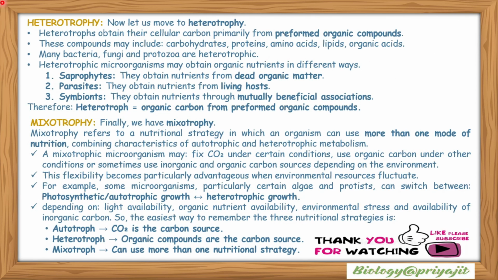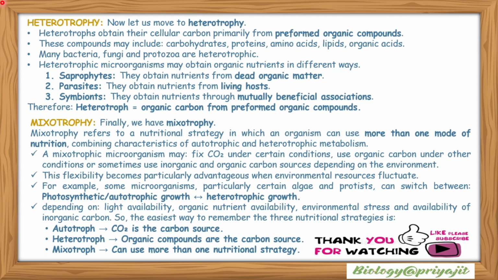Heterotrophy. Now let us move to heterotrophy. Heterotrophs obtain their cellular carbon primarily from preformed organic compounds. These compounds may include carbohydrates, proteins, amino acids, lipids, organic acids. Many bacteria, fungi, and protozoa are heterotrophic. Heterotrophic microorganisms may obtain organic nutrients in different ways, such as saprophytes, parasites, and symbionts. Mixotroph. Finally, we have mixotrophy.